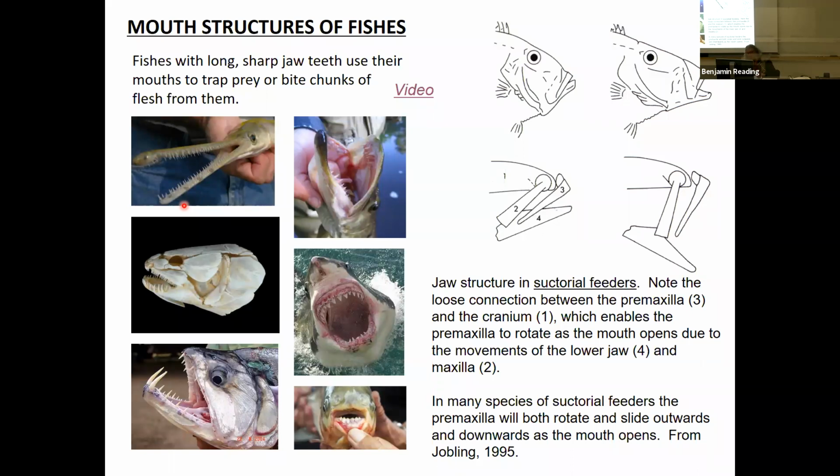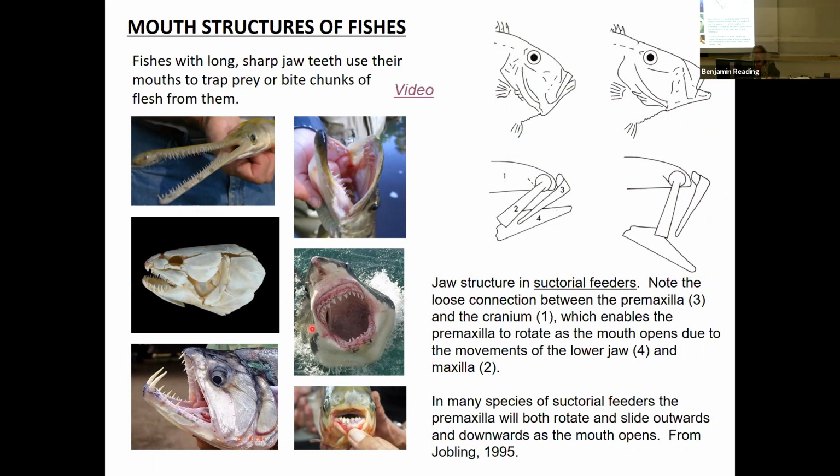Don't write that down. These things are piscivores. They're using these teeth to help trap prey that swims, that's a live animal. And these teeth are designed to trap that and prevent it from escaping. The bowfin, here's a bowfin skull.